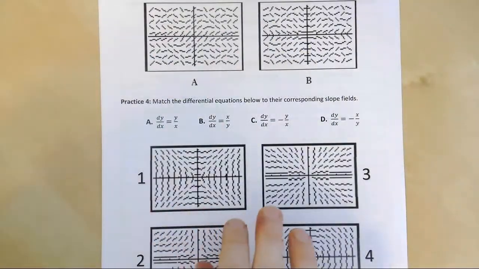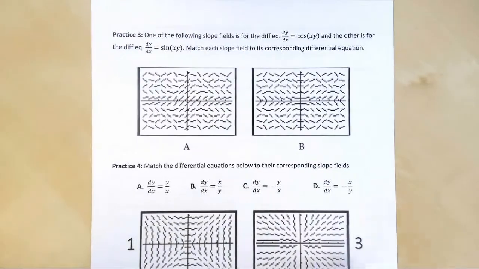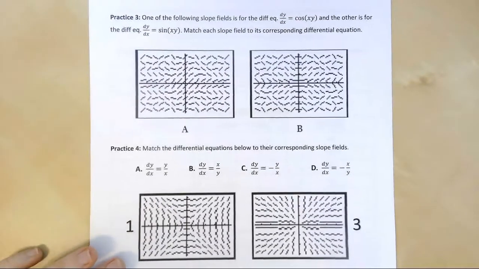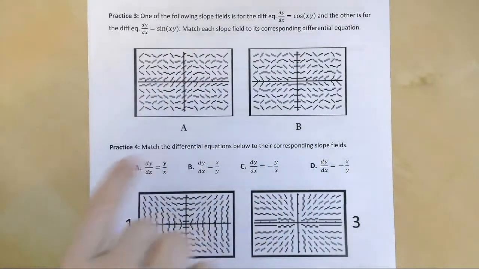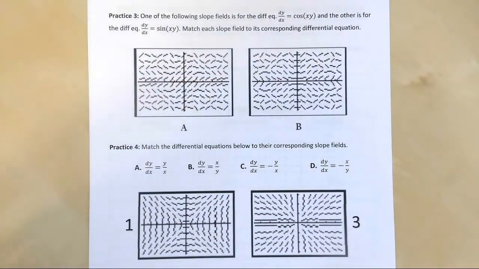Now I want you to practice this. One of the following slope fields is for the differential equation dy/dx equals cosine xy, and the other is for the differential equation dy/dx equals sine xy. You need to match each slope field to its corresponding differential equation. It's exactly what we just did. Try that on your own.